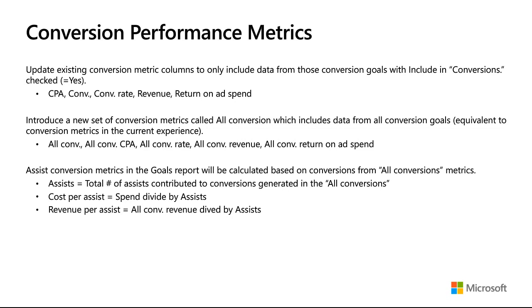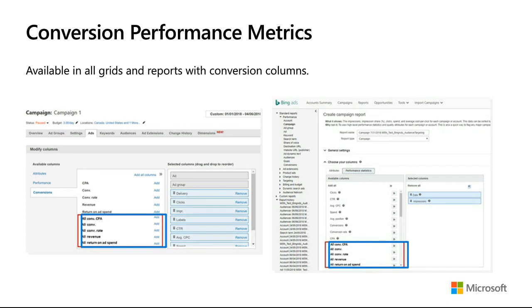And then all the aggregate data from all your conversion goals, regardless of whether this new setting is enabled or not. So that data will now be surfaced through a new set of metrics called the all conversion columns. So there are 5 columns in total. And lastly, a 6th conversion metric that you're seeing in your goals report today will be calculated based off data from the new all conversion metrics.